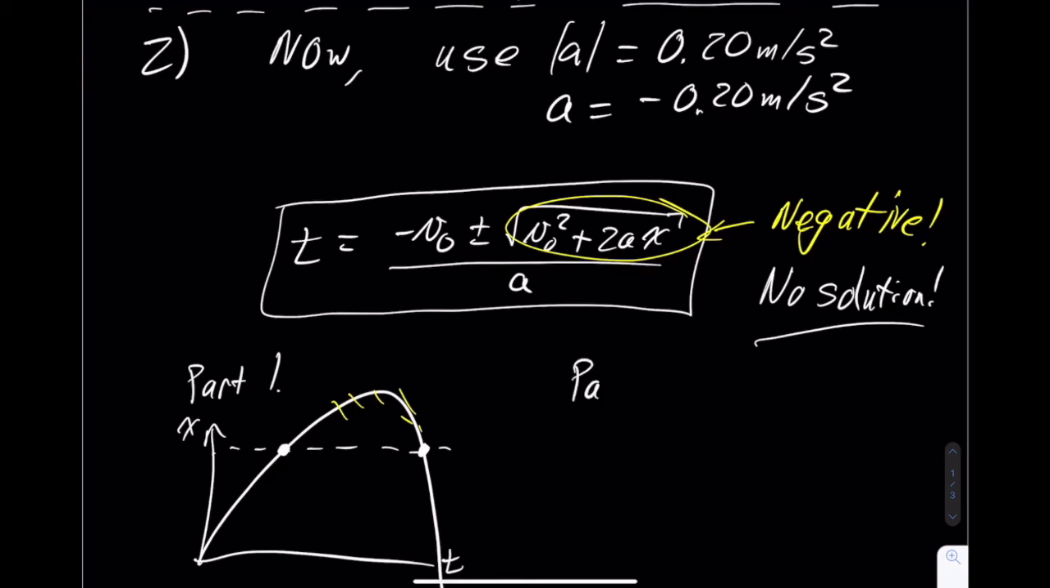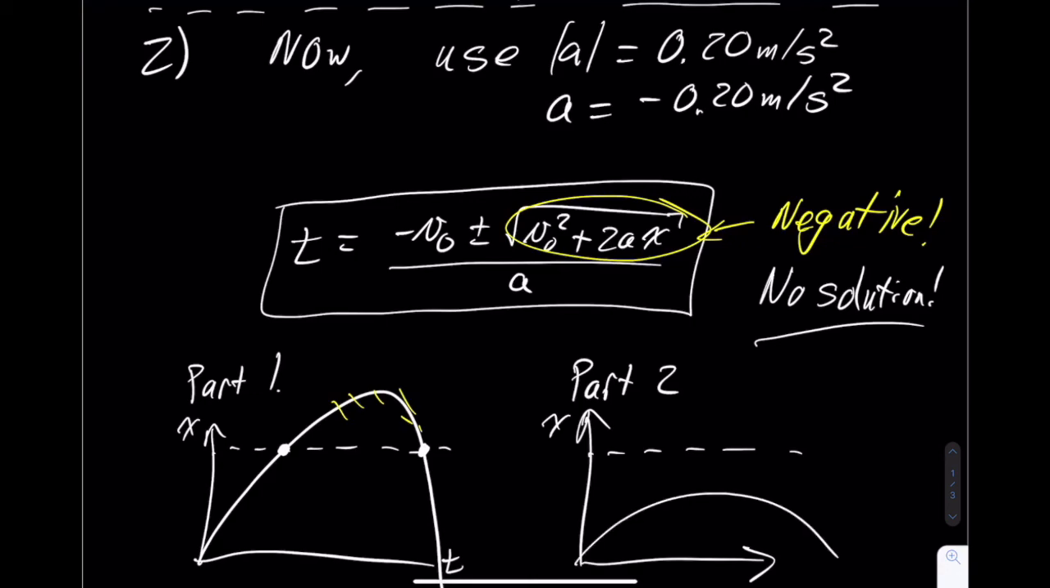In part two, if we make these graphs, what it would look like is position versus time. He's trying to get here. It looks like this, right? So he turns around too quickly, and he never gets there.